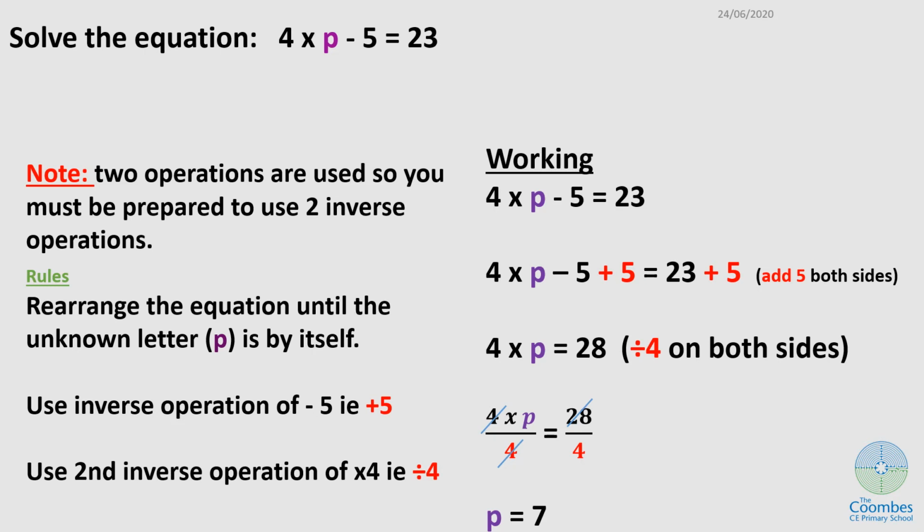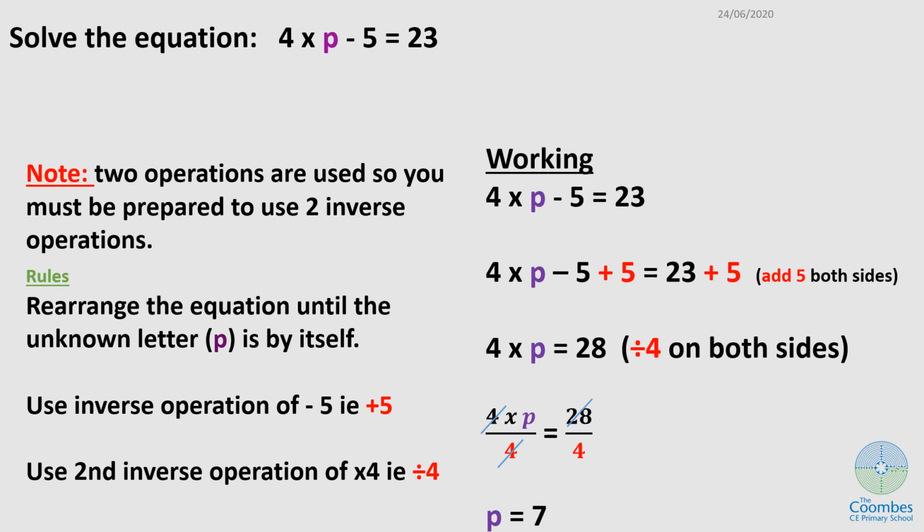We rearrange the equation so that the unknown letter P is by itself. Now to do that, come with me to the working here. I'm just rewriting the question that was given to me. 4 times P minus 5 is equal to 23.